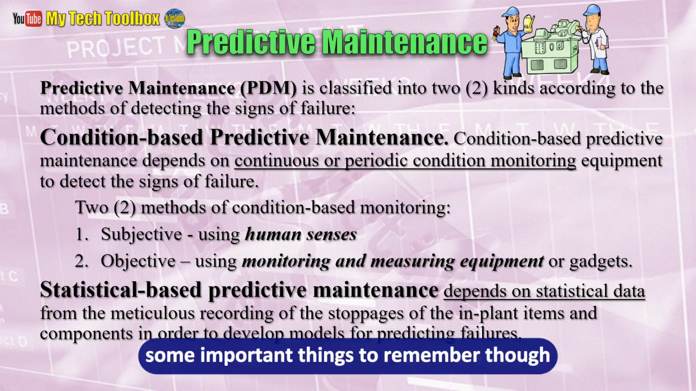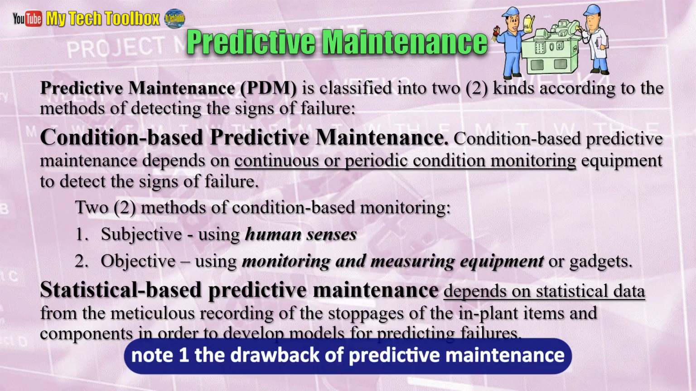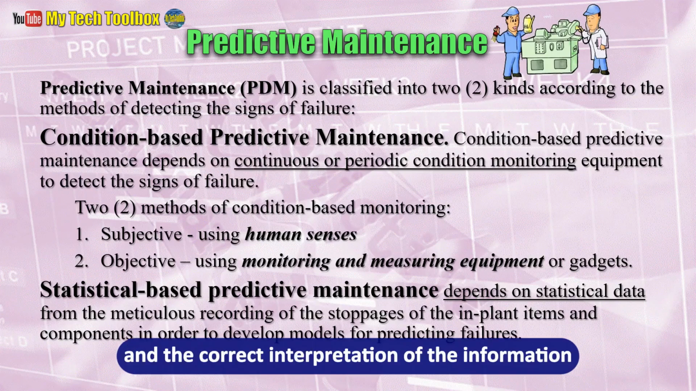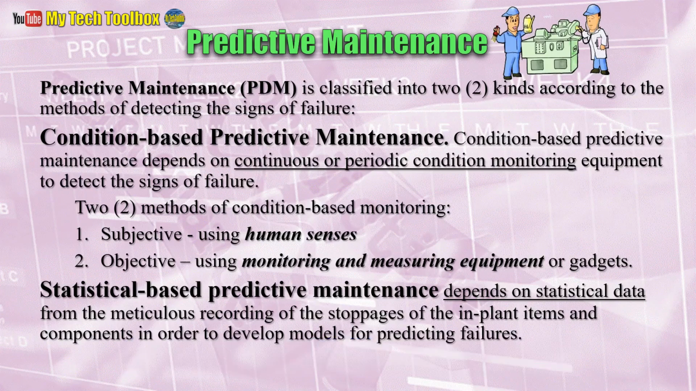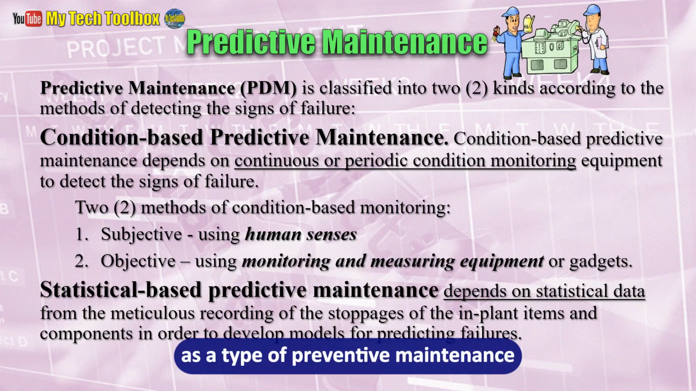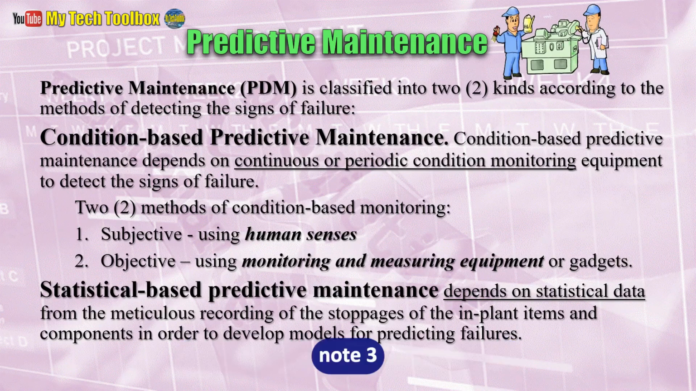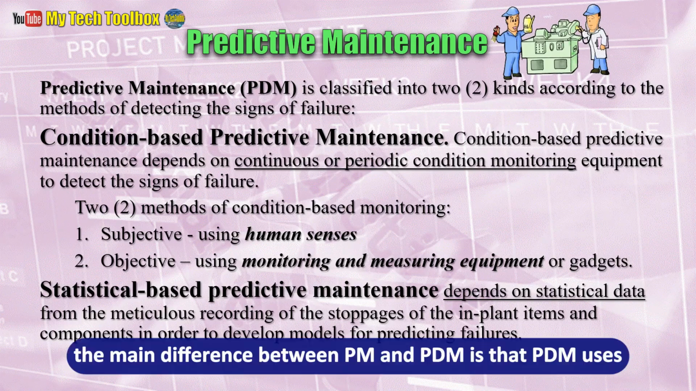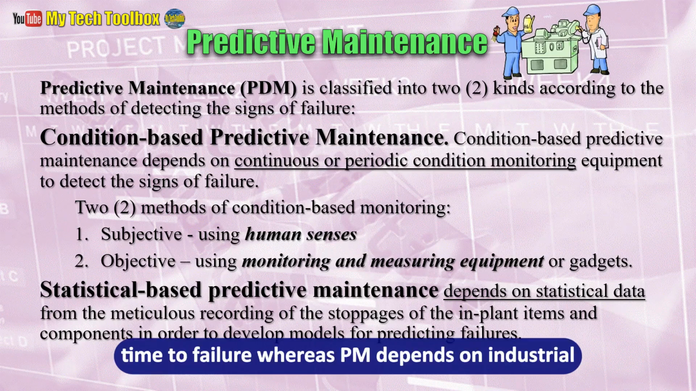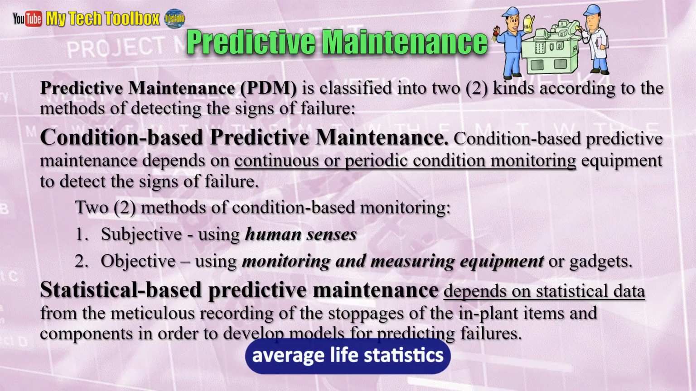Some important things to remember though. Note 1. The drawback of predictive maintenance is that it depends heavily on information and the correct interpretation of the information. Note 2. Some researchers classified predictive maintenance as a type of preventive maintenance. Note 3. The main difference between PM and PDM is that PDM uses monitoring the condition of machines or equipment to determine the actual mean time to failure, whereas PM depends on industrial average life statistics.